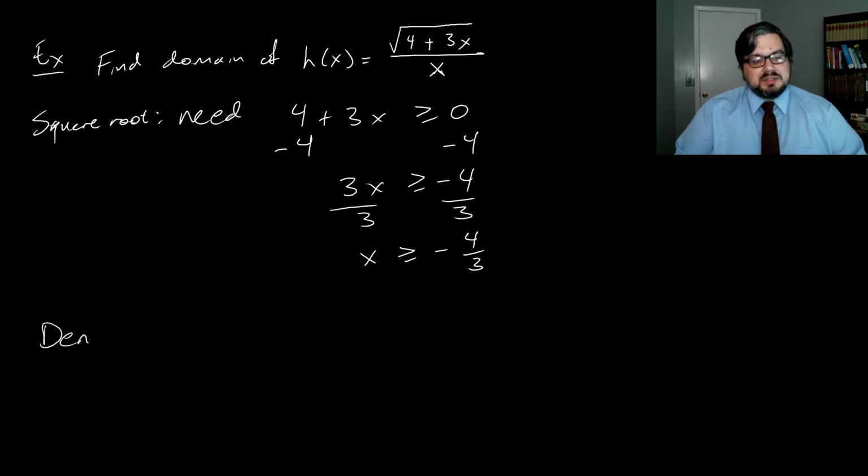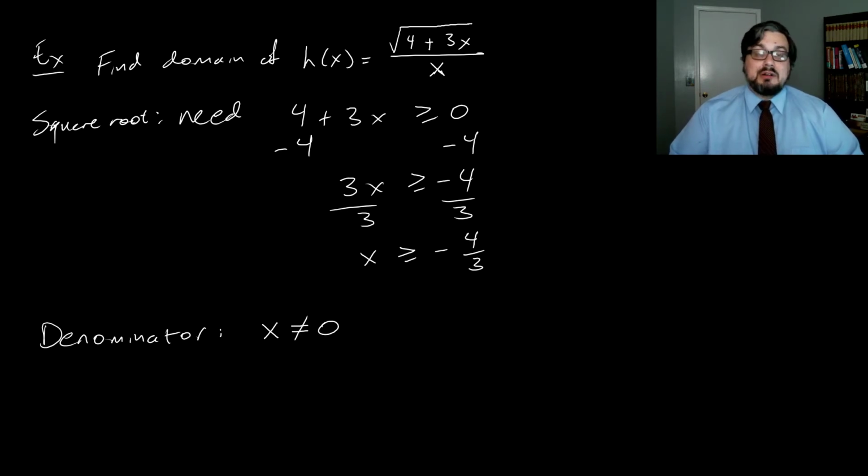But now let's look at the denominator. The denominator can't be equal to 0. So we have that x cannot be equal to 0 because x is in the denominator, and so if x were equal to 0, then the denominator of this function would be 0, the whole thing would be undefined.